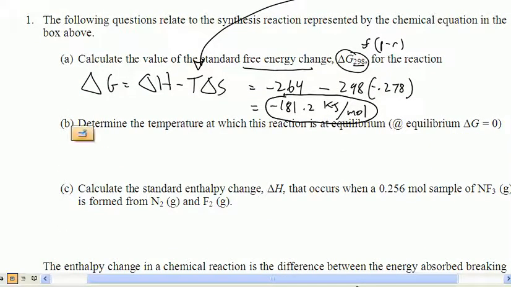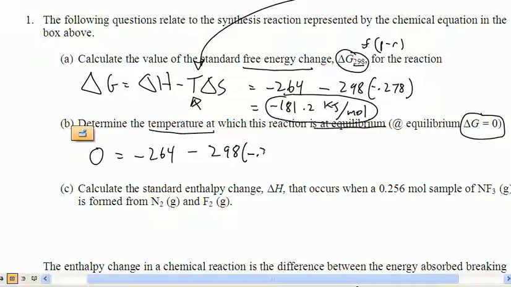Next says, determine the temperature at which the reaction is at equilibrium. And it tells me that at equilibrium, delta G equals 0. Well, my only equation which does involve temperature is my delta G equals delta H minus T delta S equation. So I'm going to call that 0. I'm going to plug back in delta H, which I know is negative 264. I'm going to then plug back in my numbers, 298, negative 0.278, and I'm going to get a temperature value of about 949.6 degrees Kelvin. Very important to put the units.